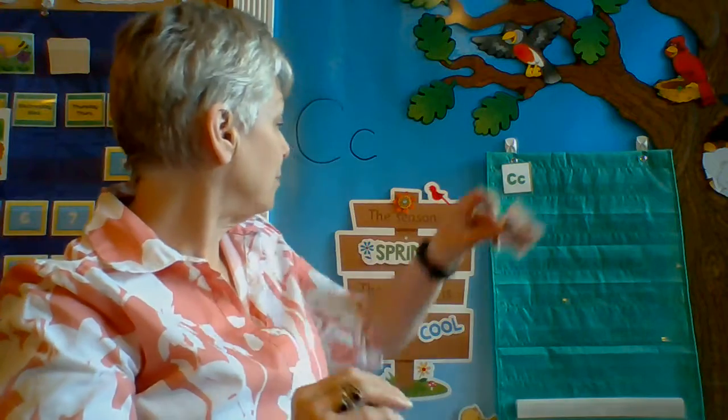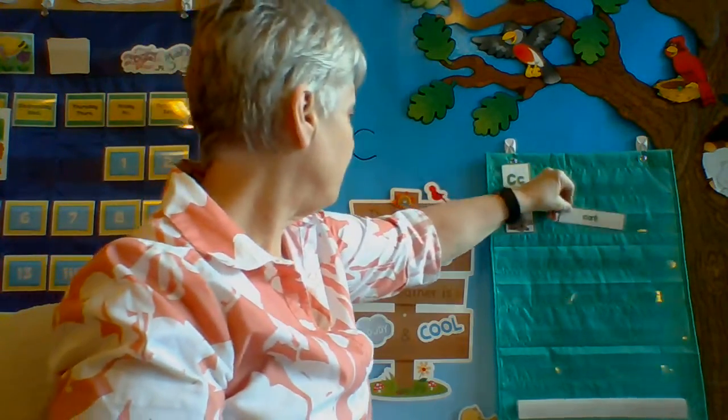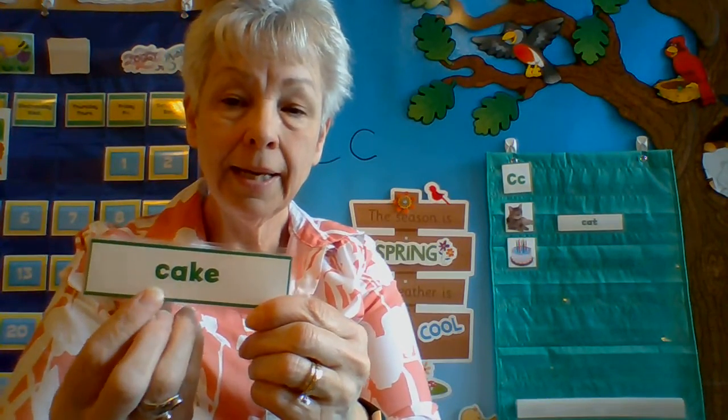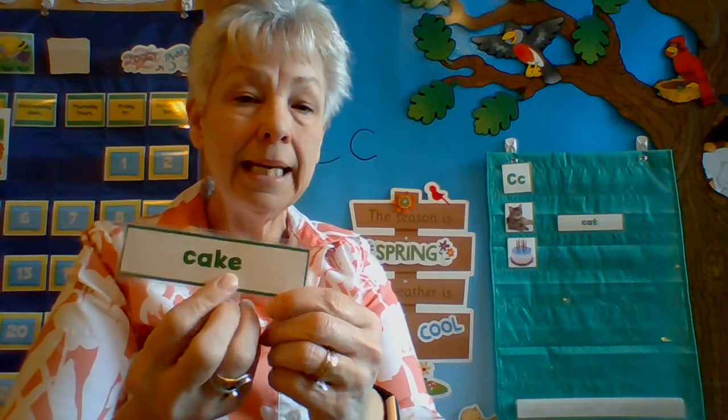I have some other words here that start with a C. What is this? A cat. Very good. Cat. So I'm going to put him right here. And cat starts with a C. C-A-T. Cat. I know some of you can write that word. You might copy that after a bit. How about this word? Cake. That's right. And I know some of my friends just had a birthday. Yes, they did. Cake starts with C-A-K-E.